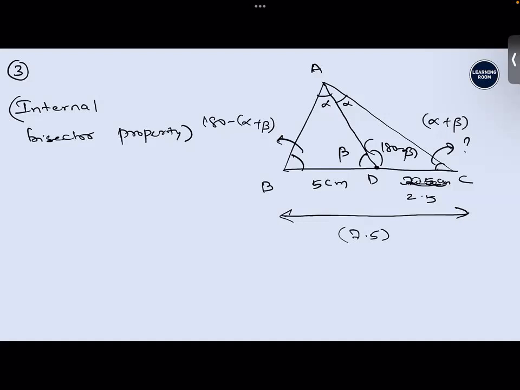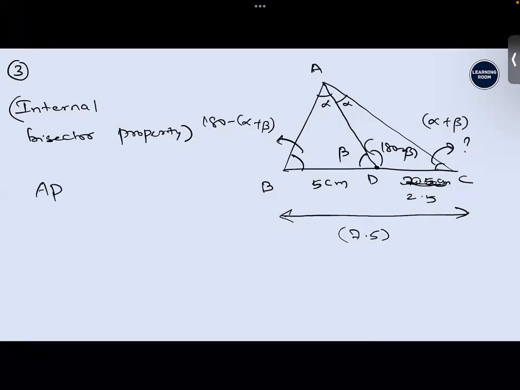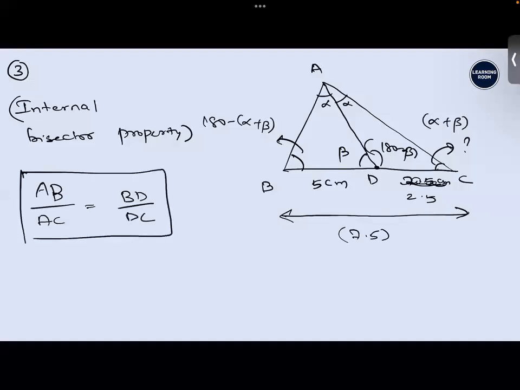See, for you to solve the fifth one, I have to tell you this property. There is a property called internal bisector property. You know what it is, right? So if there is an internal bisector, then what will you say? The ratio of the sides AB by AC will be equal to BD by DC. You know this, right? This is called the internal bisector property.